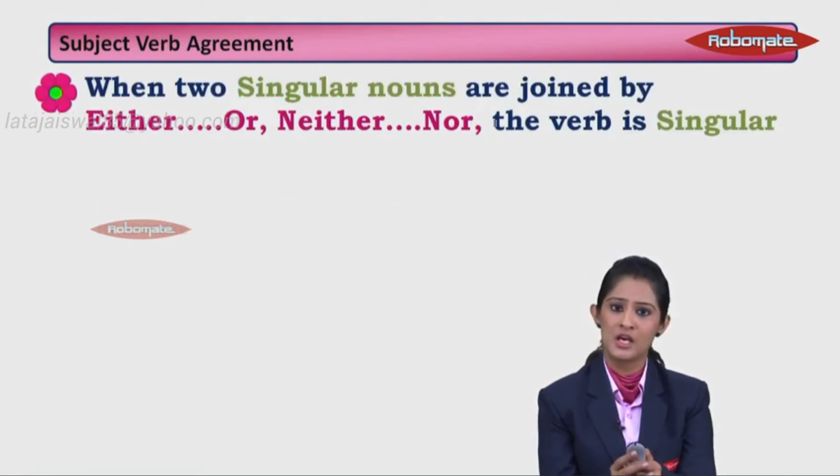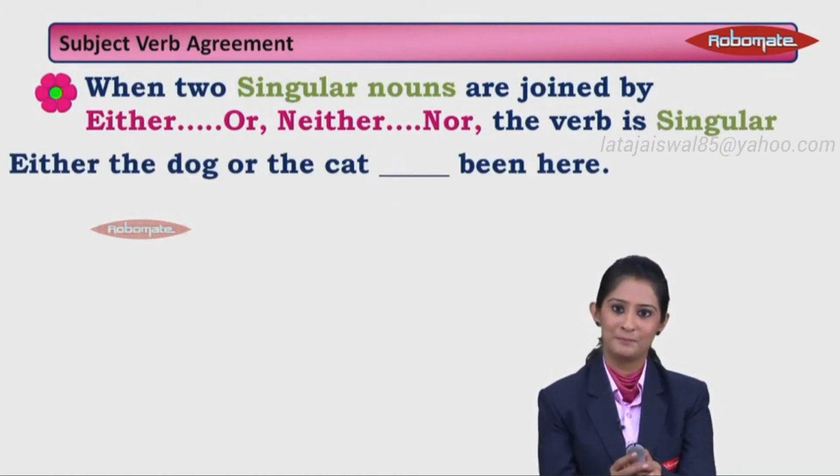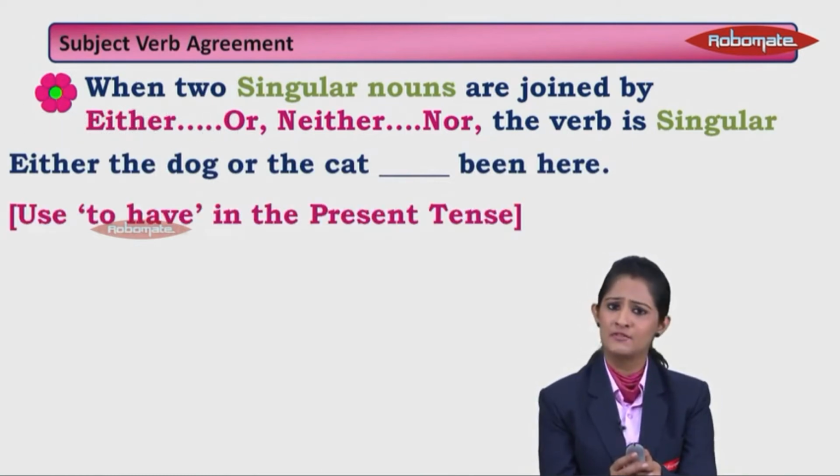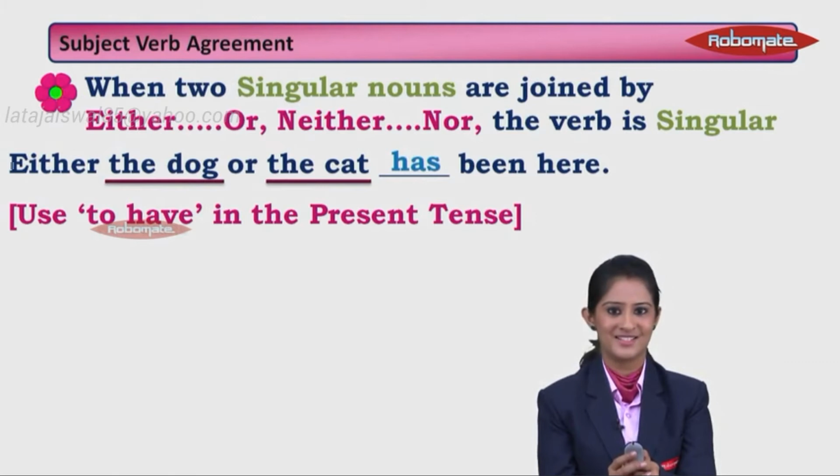When two singular nouns are joined by either-or, neither-nor, the verb is singular. Either the dog or the cat dash been here. We have to use to have in the present tense. Again we have two options here, has and have. Which one shall we use? We are not talking about both the dog and the cat. We are only talking about either the dog or the cat, which means out of the two, only one. And so, we use the word has.